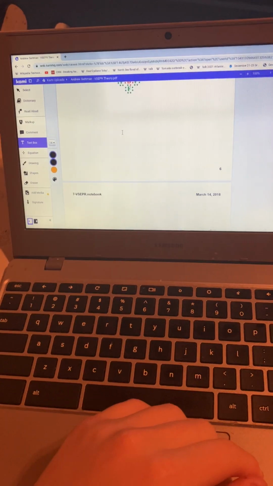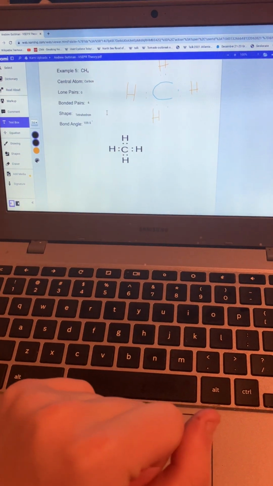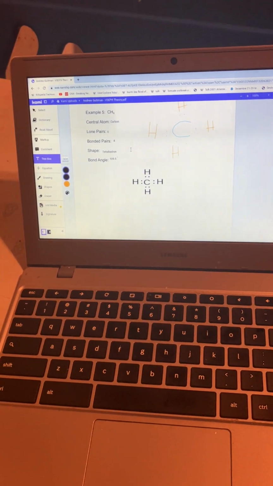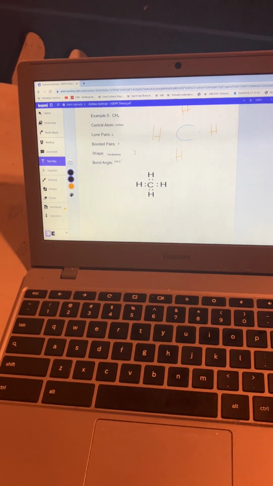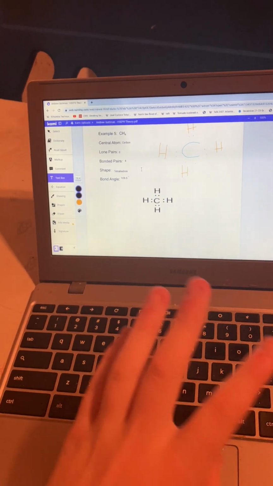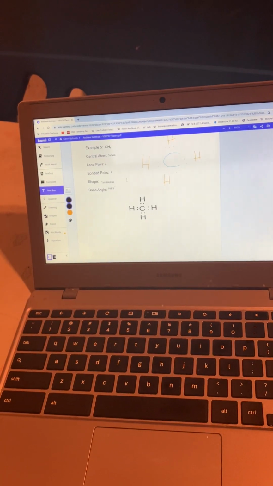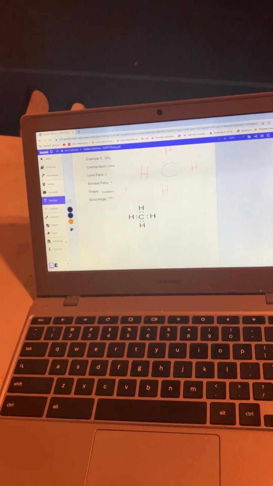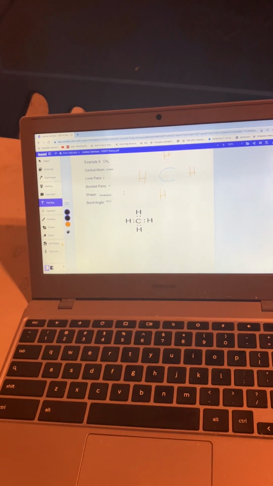There we are. Okay. Now we have methane. Highly toxic gas. Contributes to lots of greenhouse gases. The 0 lone pairs, 4 bonded pairs, is a tetrahedron. While you might think that the bond angle is 90 degrees, there's some weird physics involved that makes the bond angle 109.5 degrees.